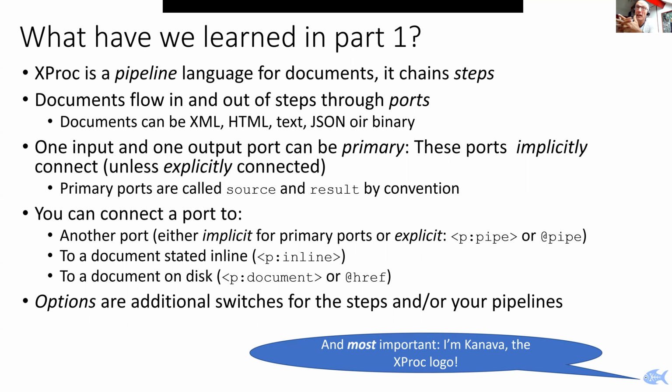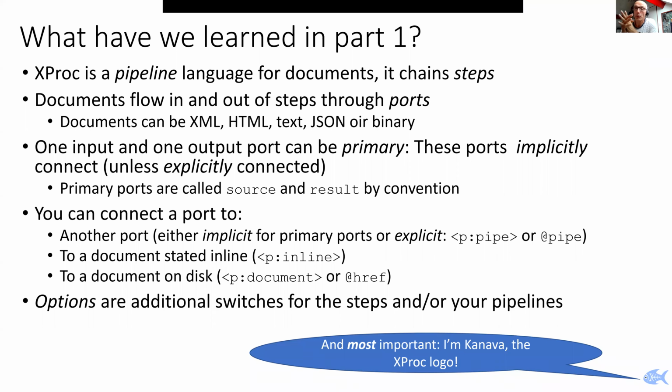You have documents, and they can be XML, HTML, text, JSON, or even binary. One input and one output port of a step can be primary, and that's important because these ports implicitly connect unless you explicitly override that. So if you put two steps next to each other in the pipeline, you don't have to create any port connections. XProc will do that for you.